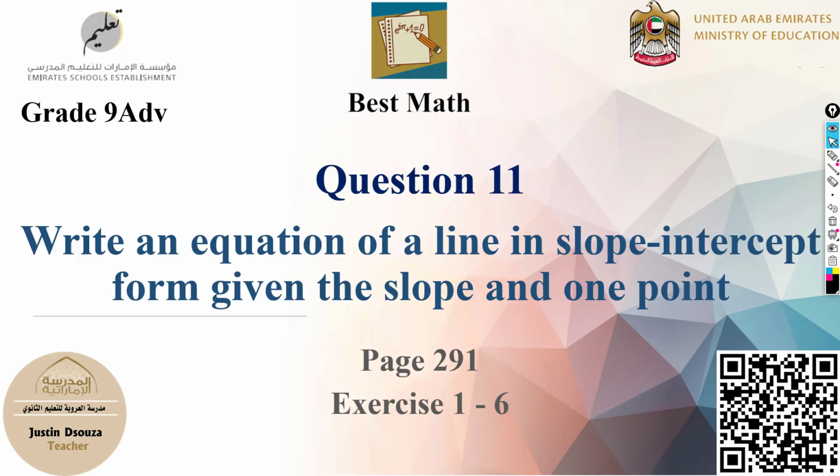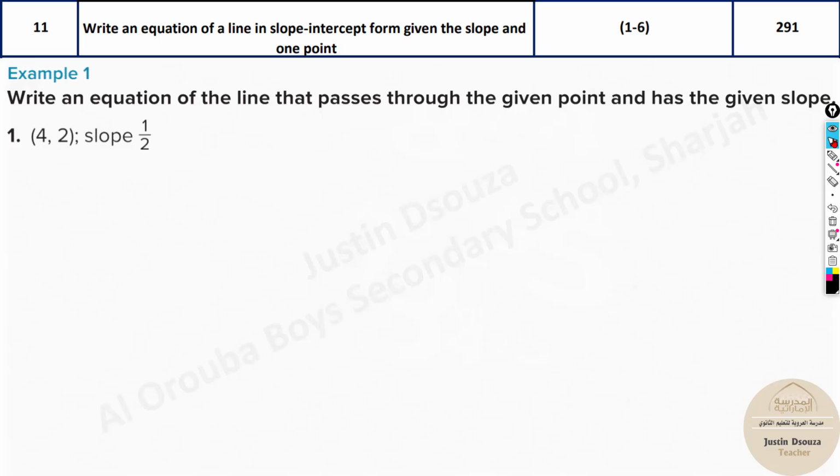Moving on to question number 11, we are supposed to write the equation of a line in slope-intercept form, given the slope and 1 point. Here it is mentioned clearly, there's only slope given and 1 point. How would we do it? So let's look at a problem and solve. Here we have been given a slope and a point, and we have been told to write the slope-intercept form for this particular line, any line that passes through this point with this slope.